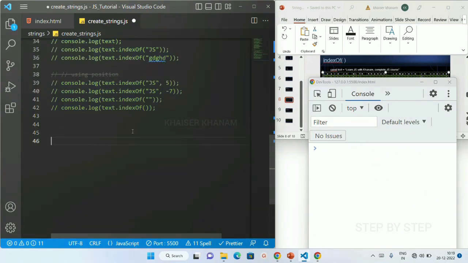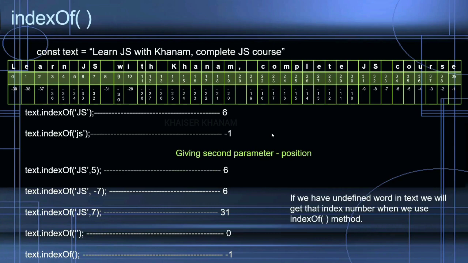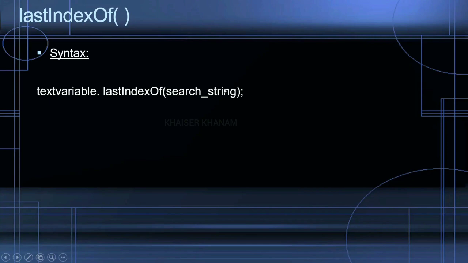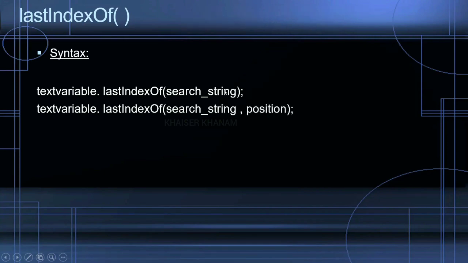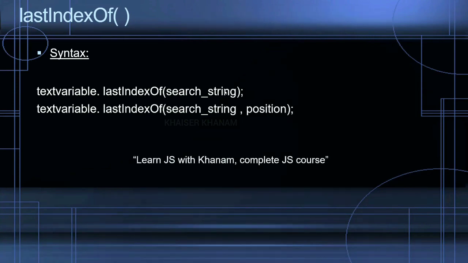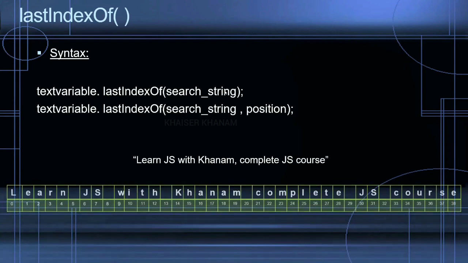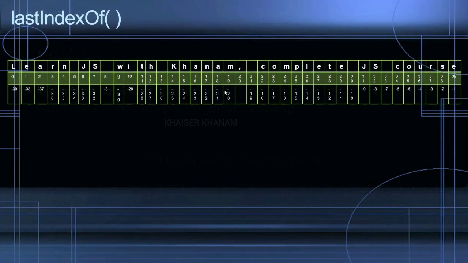Now, next we are going to see about lastIndexOf. This is the opposite of indexOf. First, let's see the syntax. The syntax is the same. In lastIndexOf, we write the search string, and for the second parameter we pass the position. This is the text we will be working on. And here we are having this position. Here also I have just missed a negative number, you just have to give it here.